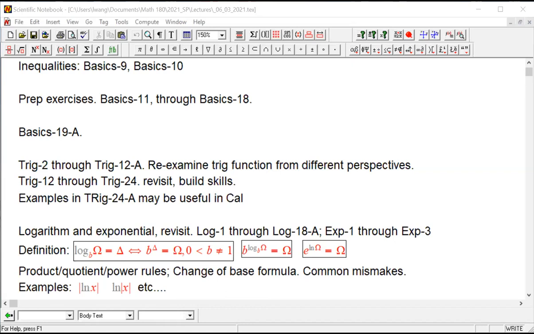Calc 1, Calc 2, Calc 3, because you have a good foundation, an algebraic foundation. That's what we try to build and re-enhance.